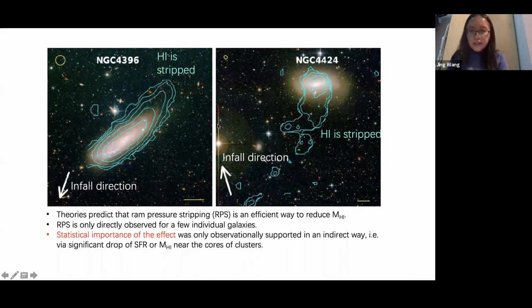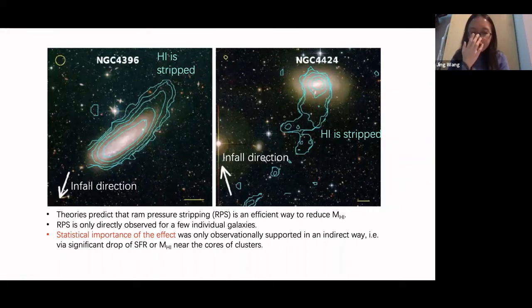For example, here the two images show two example galaxies in the Virgo cluster. For this galaxy, the infall direction is this way, gas is stripped that way. For this galaxy, the infall direction is this way, again, the gas is stripped in the opposite direction.